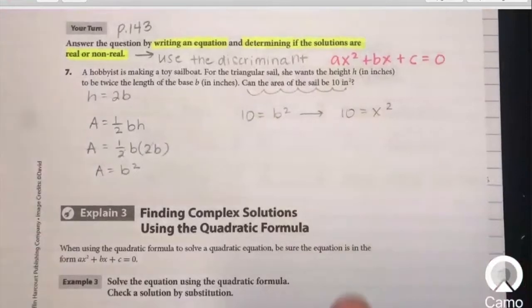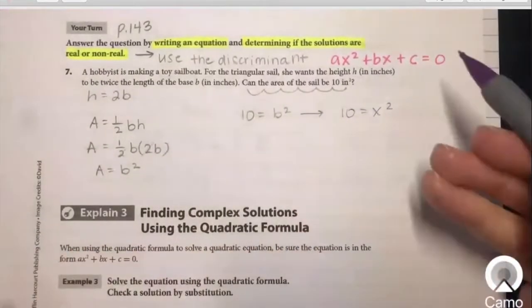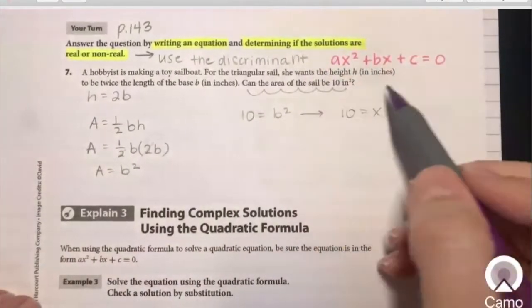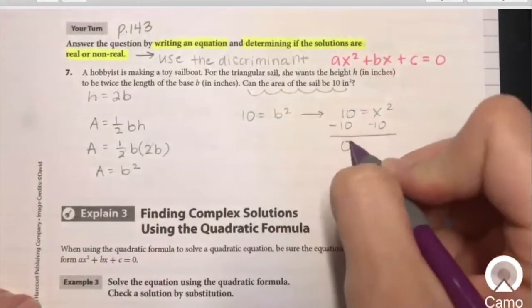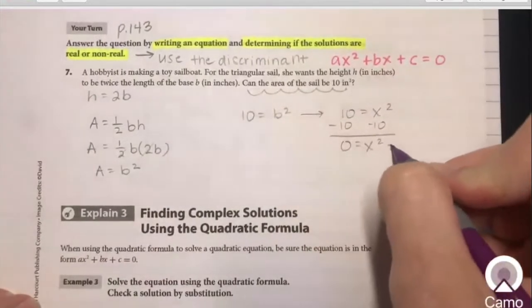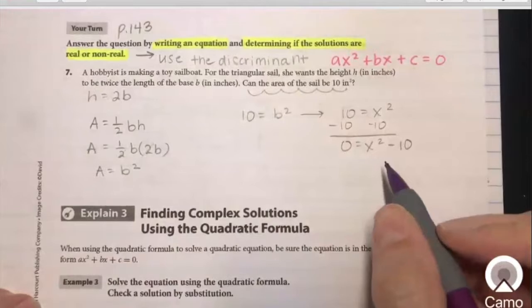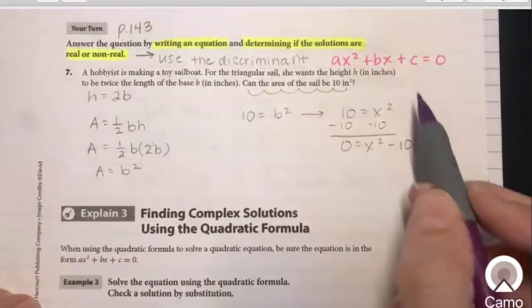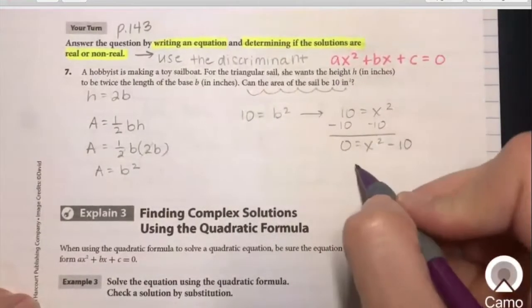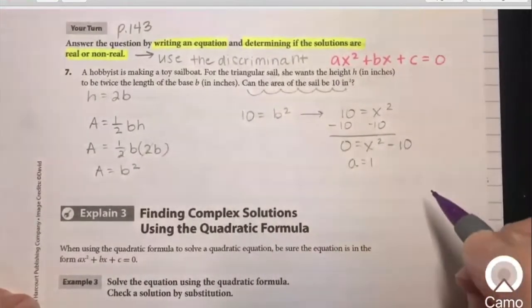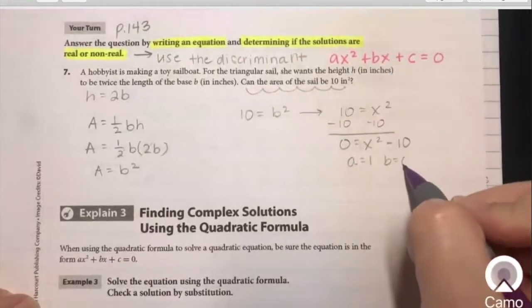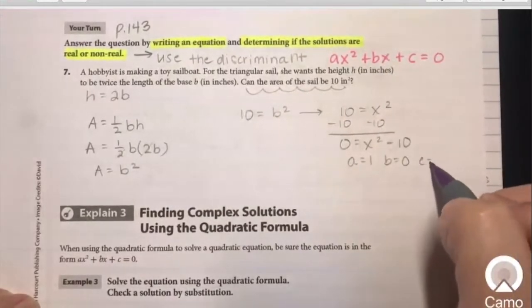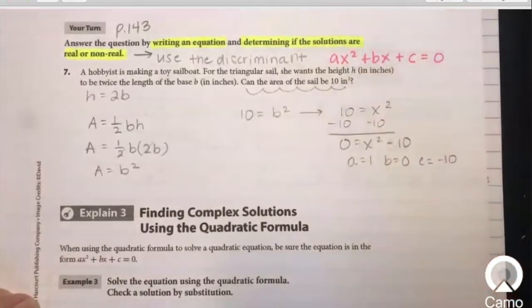So we have 10 equals x squared, and I need to rewrite it in standard form. I'm going to subtract 10 from both sides, and our equation is 0 equals x squared minus 10. Looking at my standard form, I can see that a equals 1. There's no middle term, so b equals 0. And c equals negative 10.